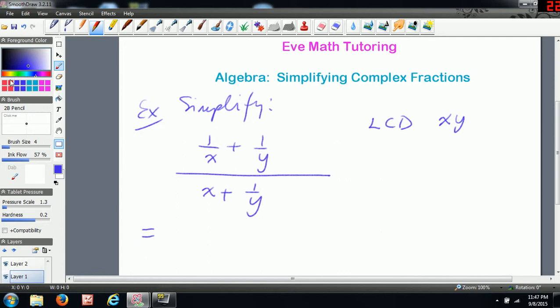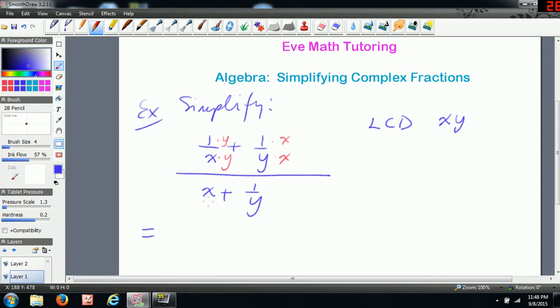In order to get that lowest common denominator, we would multiply the first fraction top and bottom by y, and then we'd multiply the second fraction top and bottom by x. By doing this, we're not actually changing the fraction, because whatever you do to the top of the fraction, you have to do the same thing to the bottom, and same thing here. Because I'm multiplying the bottom by x and doing the same thing to the top, I'm not actually changing the fraction. Okay?